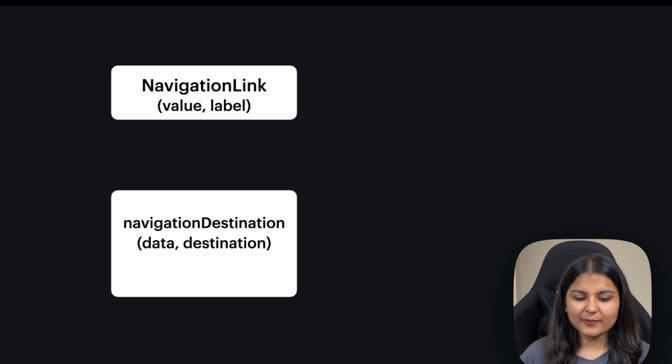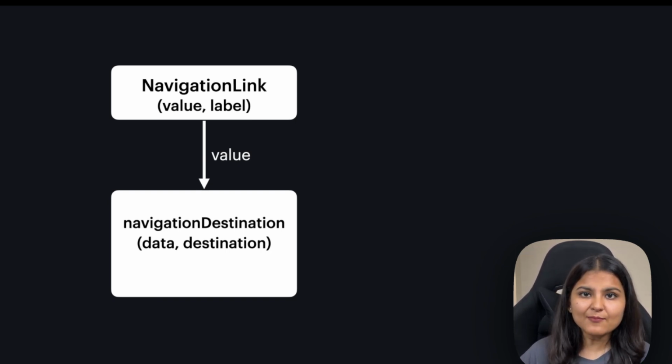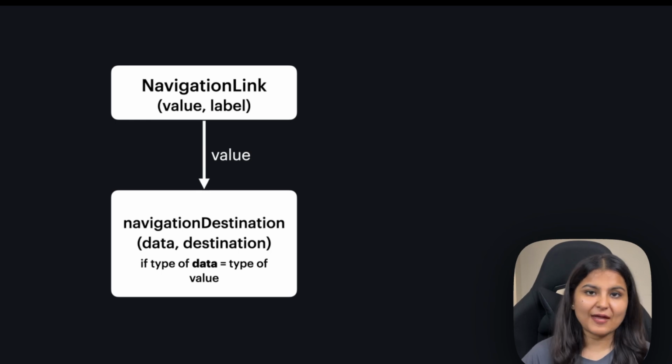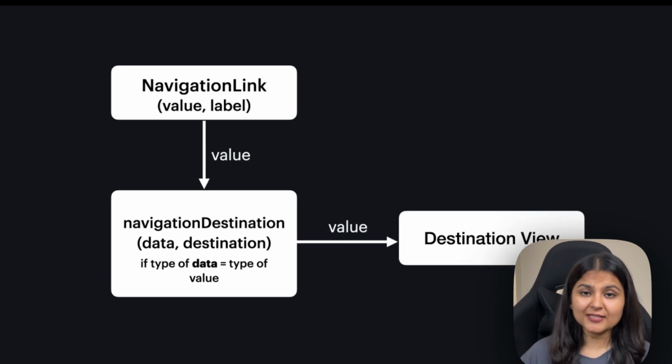Now this value parameter that is being passed to the navigation link must conform to the Hashable protocol. So when a person clicks on this navigation link, the value is being passed to the navigationDestination modifier. And after that, what this modifier does is it checks if the type of data that is passed as a parameter matches with the type of the value that you are passing from the navigation link. If that is true, then in that particular case, the value is being passed to the destination and the respective destination is being shown to the user.